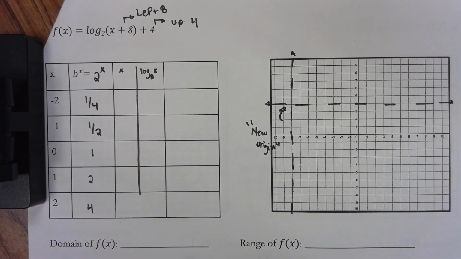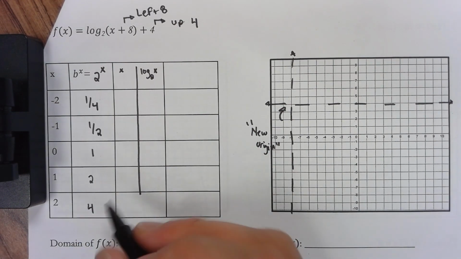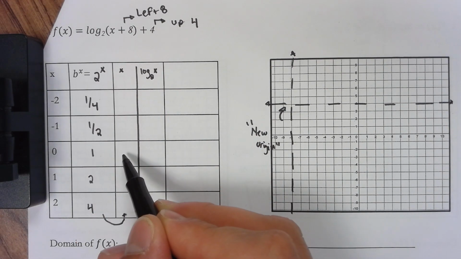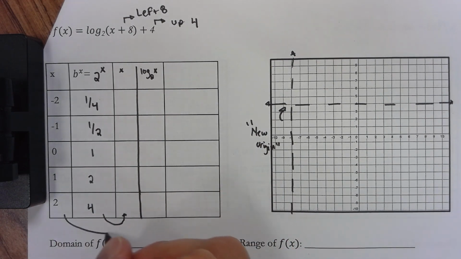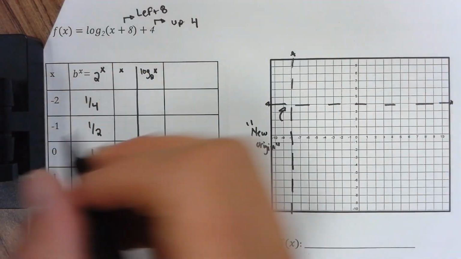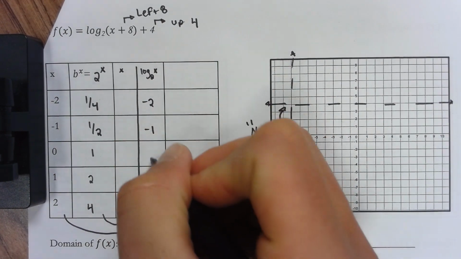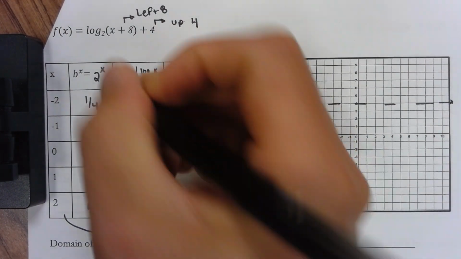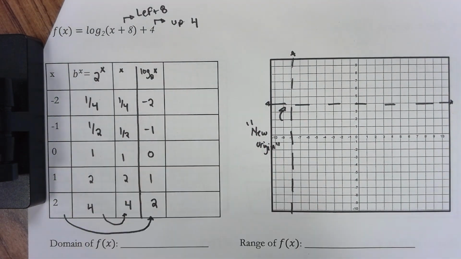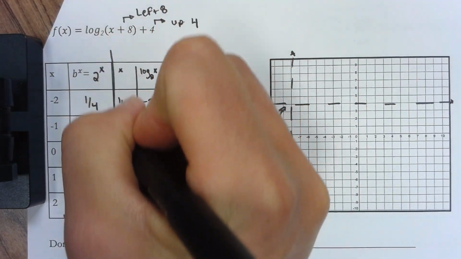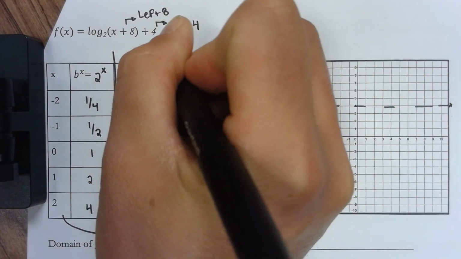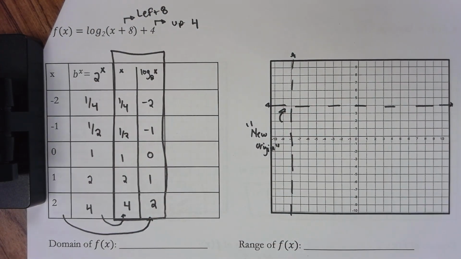All that we're going to do is take these, which are essentially our y's, and they become our new x's. So this is our range becoming our domain. And the x's become the y's, or the domain becomes the range. So this is negative 2, negative 1, 0, 1, and 2. This is 1/4, 1/2, 1, 2, and 4. These are the points that we're going to plot from that new origin.